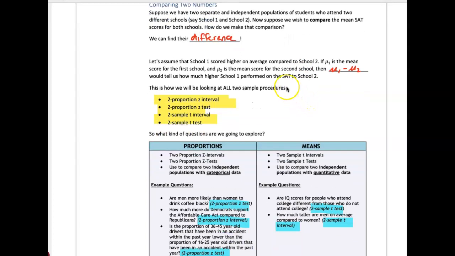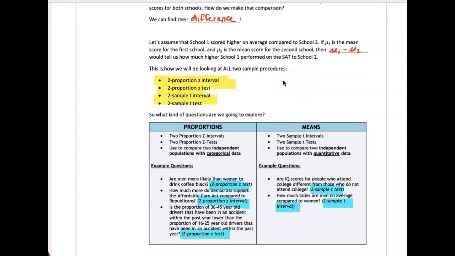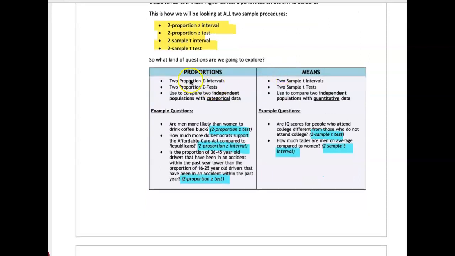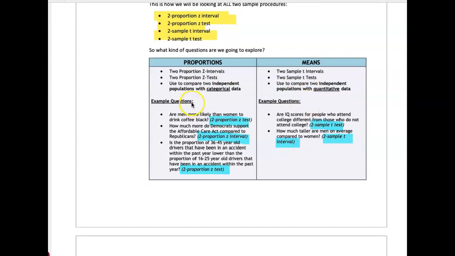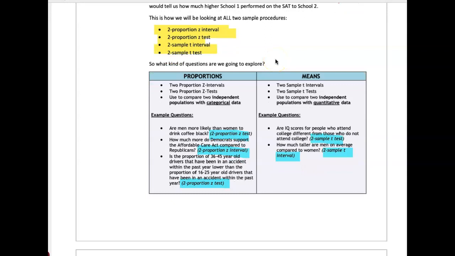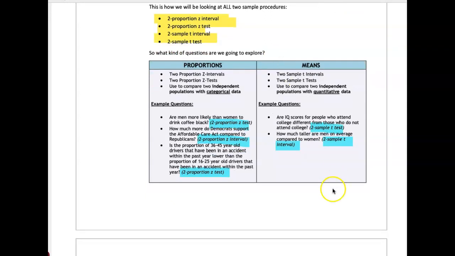So again, this is why we need to conduct these tests, whether it's a two proportion Z interval, two proportion Z test, two sample T interval or two sample T test. It all depends upon whether we're comparing proportions or means. And then we do that through what we call a confidence interval, which we've done in the previous modules, or through a hypothesis test.